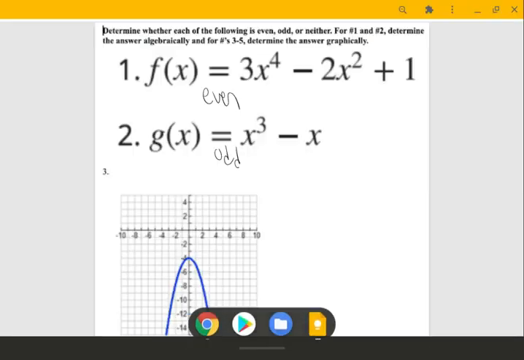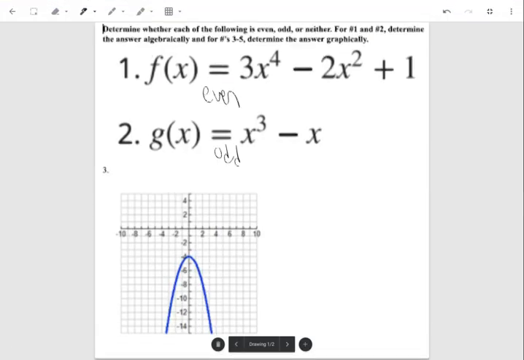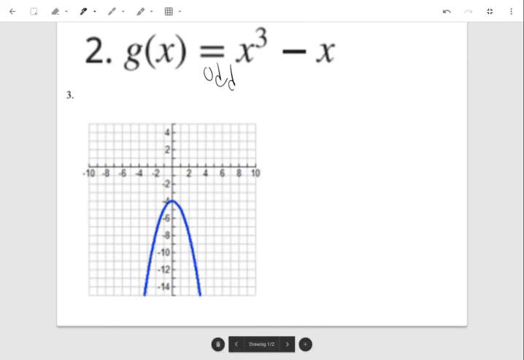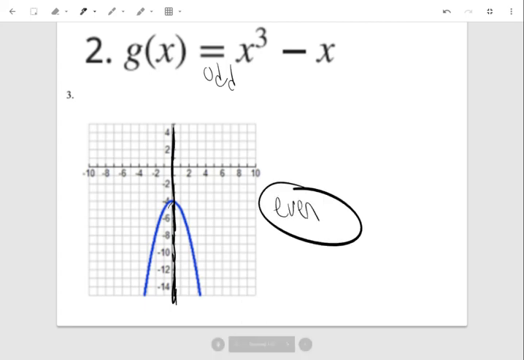So let's look at number 3 here. Just like we did with algebraic, we're going to check whether it's even first. So the first question is, does this graph have symmetry about the y-axis? Okay, and I think it's pretty clear that it does. It looks exactly the same on the left side that it does on the right side of the y-axis. So this is an even function. And once we determine it's even, we don't have to check odd.